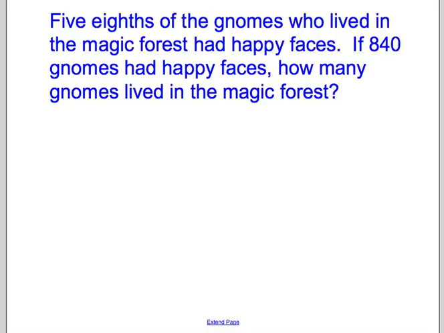Okay, so let's look at this word problem here. 5/8 of the gnomes who lived in the magic forest had happy faces. If 840 gnomes had happy faces, how many gnomes lived in the magic forest? Kind of wordy, okay? But we can break this down into some easier parts by using the information we have.